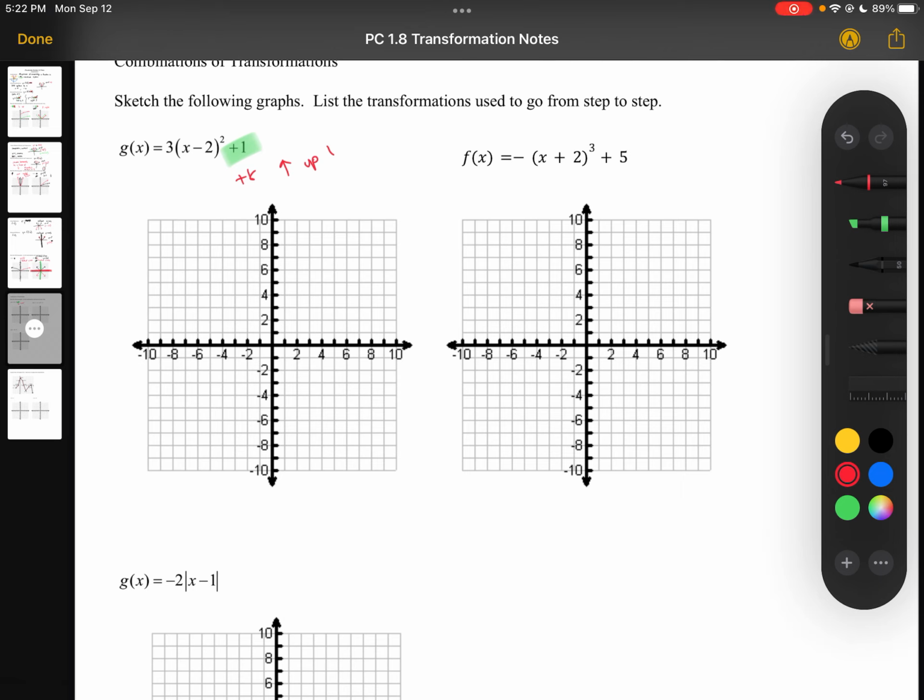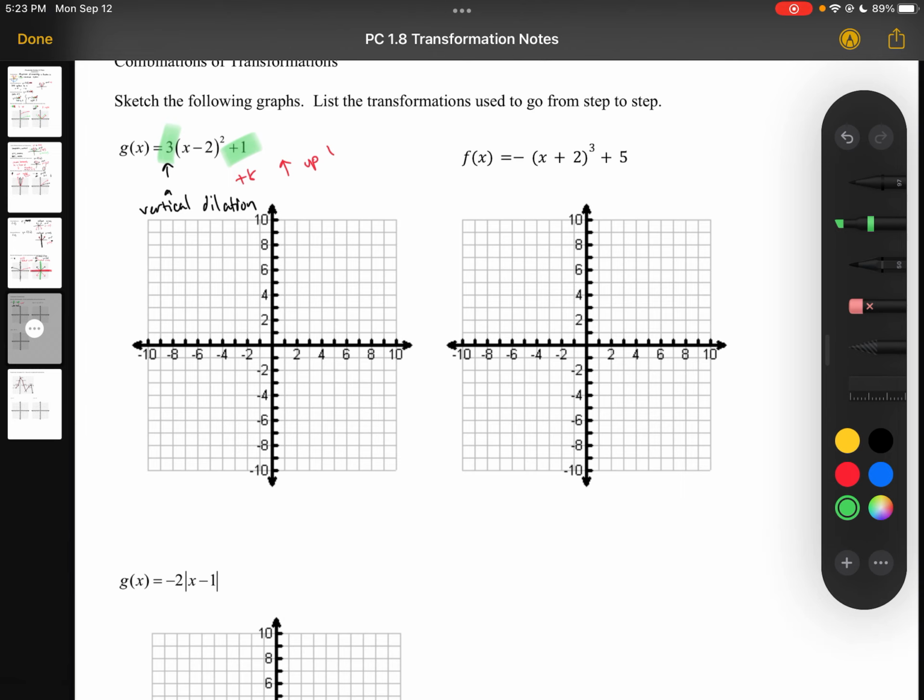We can also see things happening on the outside of our function here. We've multiplied it by 3. So when we multiply the outside of our function by a value, this is our vertical dilation. And that is our a value. So that would be a vertical dilation by 3.